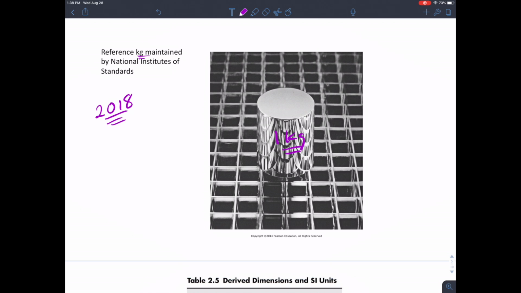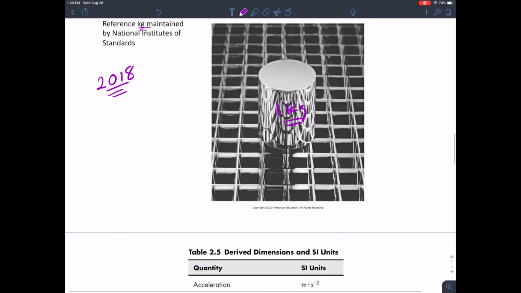In 2018, you can Google this, but the kilogram was actually defined in terms of physical constants of the universe. So that's just an interesting fact, and it's something to keep in mind when you read books that information and knowledge keeps evolving, and we were able to systematically define a kilogram in terms of physical constants of the universe.